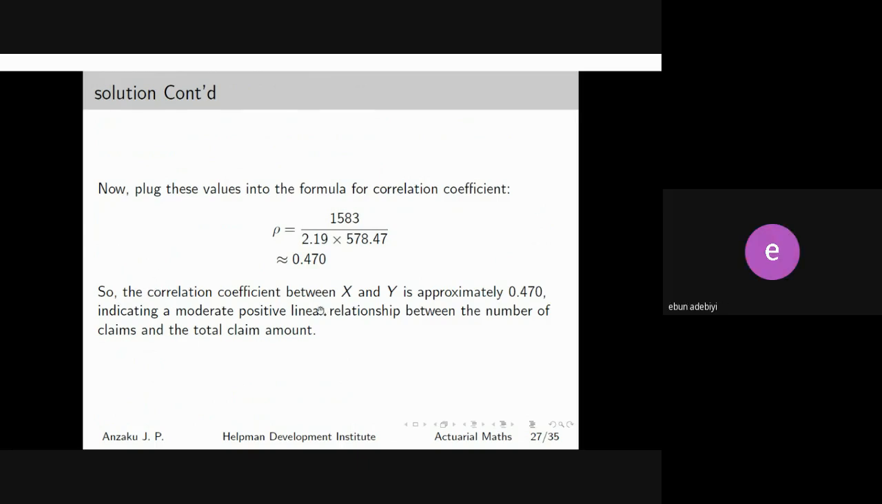So the correlation coefficient is 0.4, but if we approximate it, it's 0.5. But like I said, it's still weak. As much as it's not negative, it's weak because it can take values from -1 to 1. So this is a weak positive correlation. The correlation coefficient between x and y is approximately 0.40470, indicating a moderate positive linear relationship between the number of claims and the total claim amount.